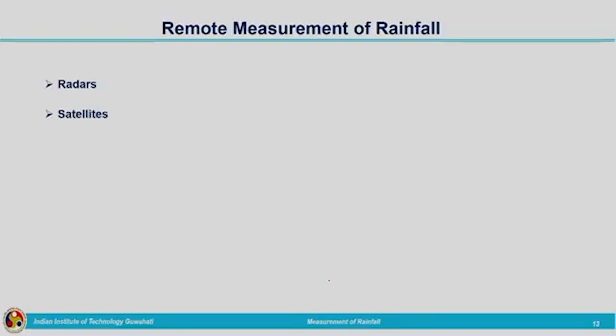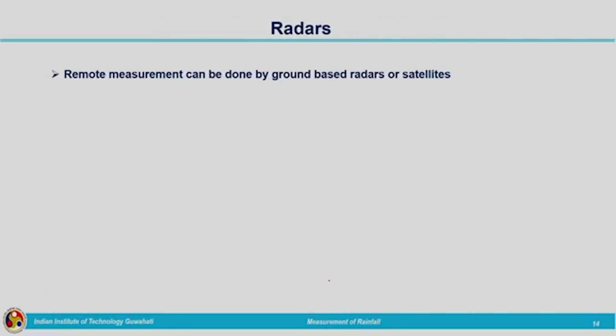Now, let us see what is meant by remote measurement of rainfall. Remote measurement of rainfall can be done either through radars or through satellites. These are the two techniques we are following: radar rainfall data is available to us, and satellite rainfall data is also available to us. Let us see them one by one. Remote measurement can be done by ground based radars or satellites. So, first one is the radar.